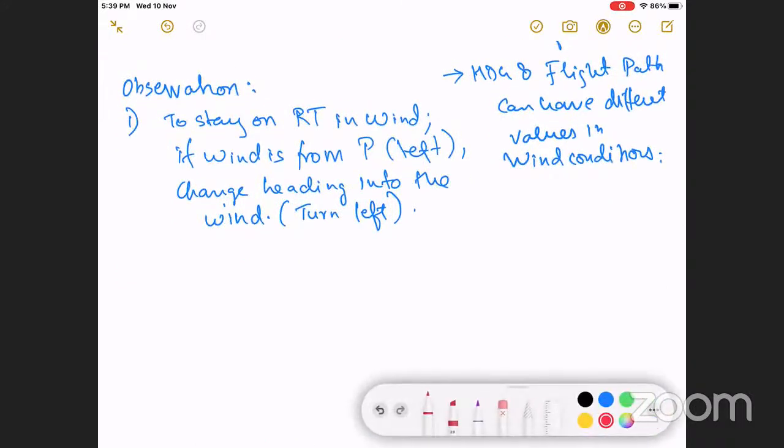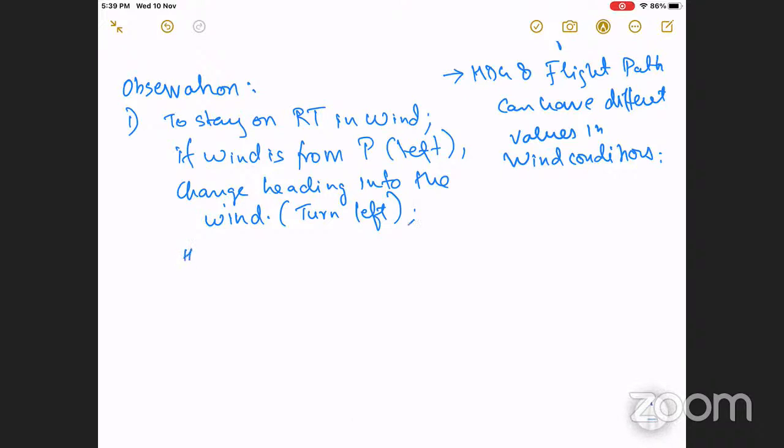So your observation number one: to stay on required track in wind, if wind is from port, change heading into the wind, that is, turn left. Here exists drift starboard. Write down the second observation. Try to sketch it.